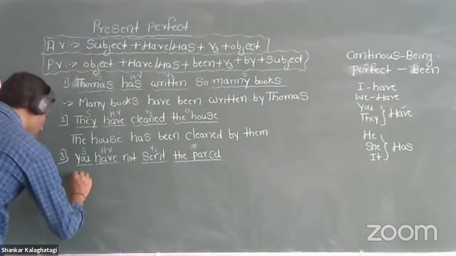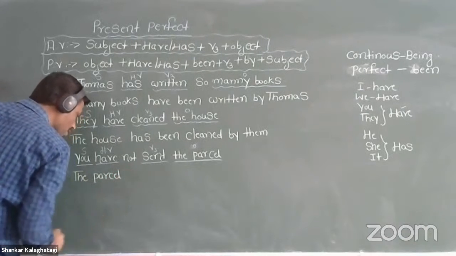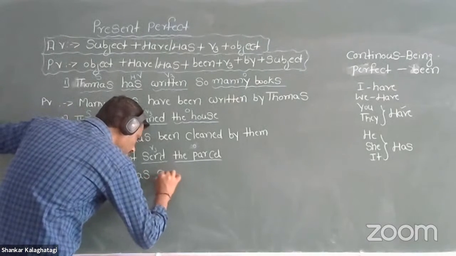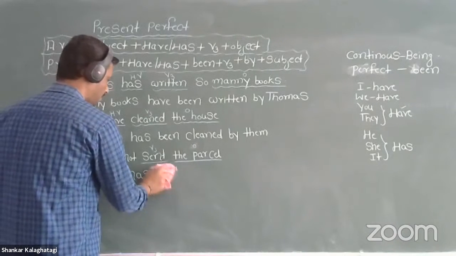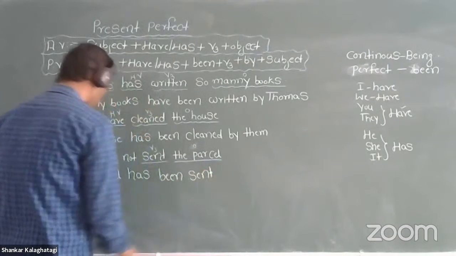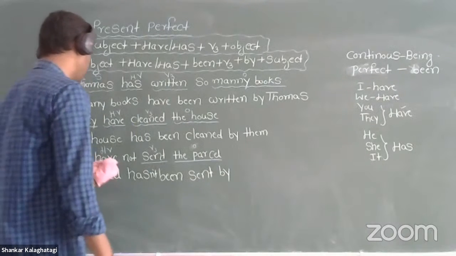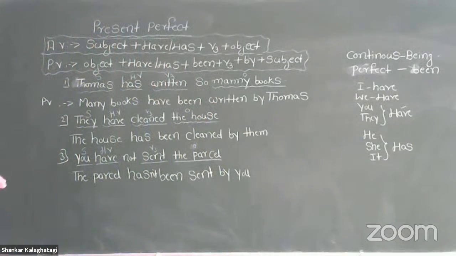Okay. So first, the parcel. The parcel is considered singular, so write "has." The parcel has been. Negation is there, so: has not been sent by. See, the pronoun "you" is not going to change here as an object; the object is "you" only. The parcel hasn't been sent by you.